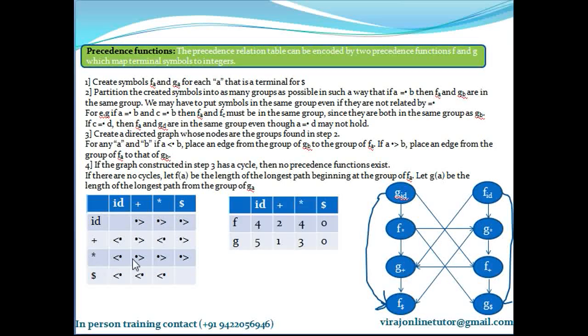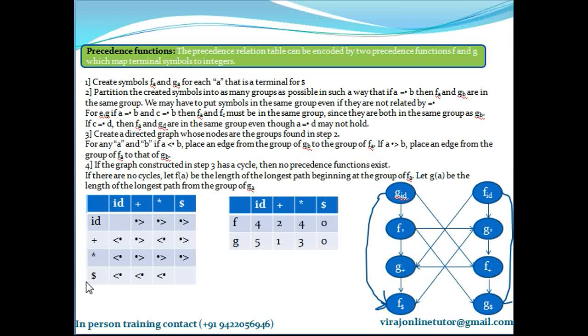Here f of asterisk to g of plus. Here f of asterisk to g of asterisk. Here f of asterisk to g of dollar. Here g of id to f of dollar. Here g of plus to f of dollar. Here g of asterisk to f of dollar.